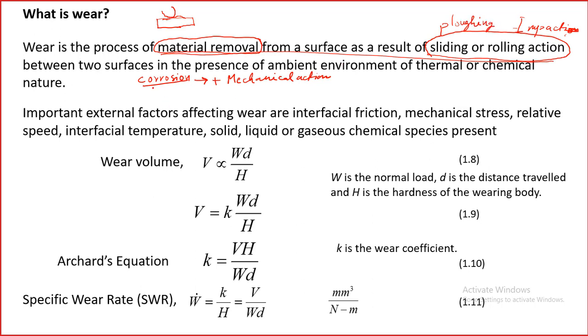So when it is a combination of these two, then we call it wear, or sometimes people also call it corrosive wear. Many of the manufacturing processes are actually partly wear, partly corrosion. So they are called corrosive wear. One is electrochemical polishing.